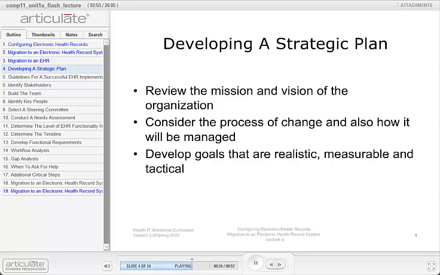To develop an effective strategic plan, an organization begins by reviewing its mission and vision in migrating to an EHR. It then considers the process of change in a deliberate, reasoned fashion and develops a plan for how the change will be managed. Developing a strategic plan helps to generate goals that are realistic, measurable, and tactically appropriate.